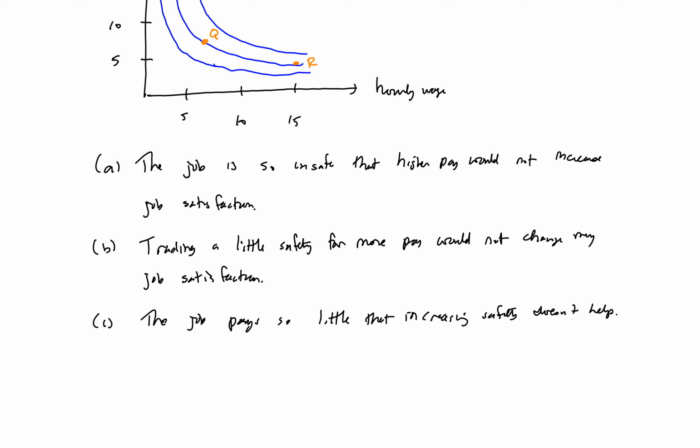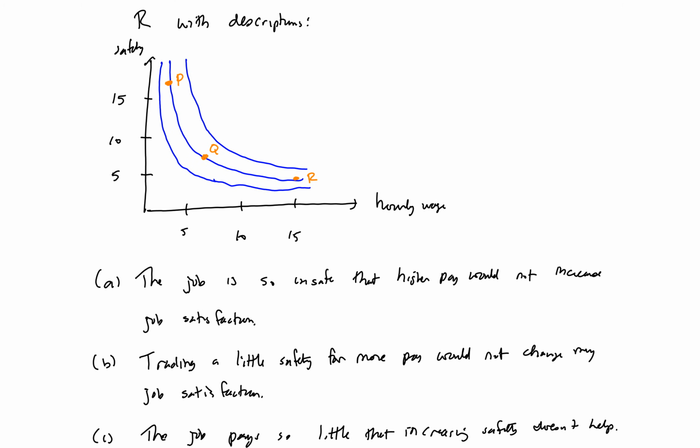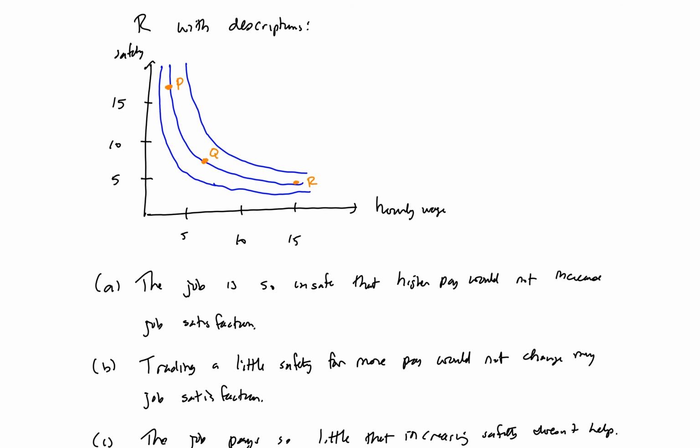Okay, so notice that all of these points are on the same contour line. So that means all three of these points have the same job satisfaction. For the first one, we're saying it's super unsafe, and so even though you've increased the pay, it stays the same satisfaction.